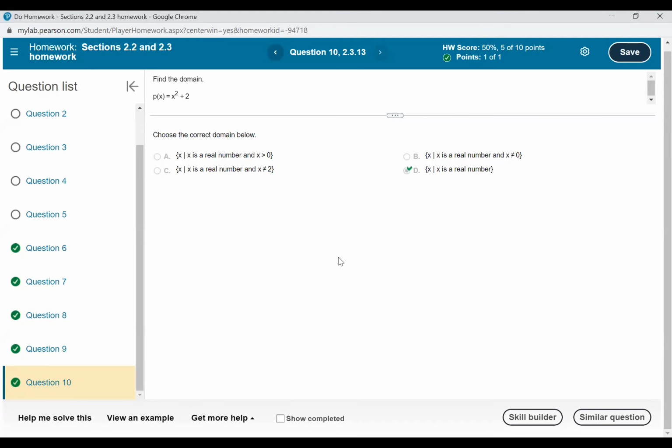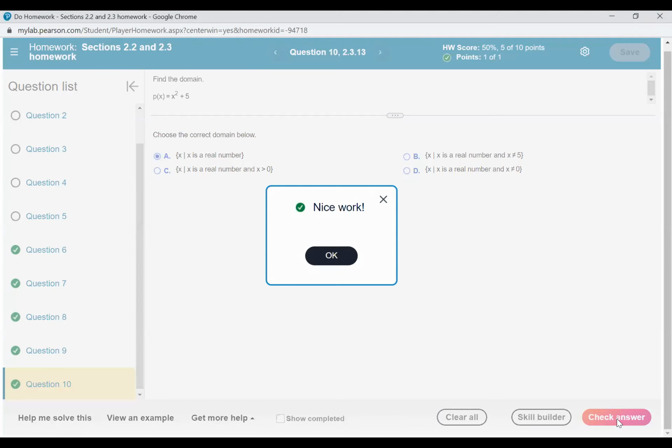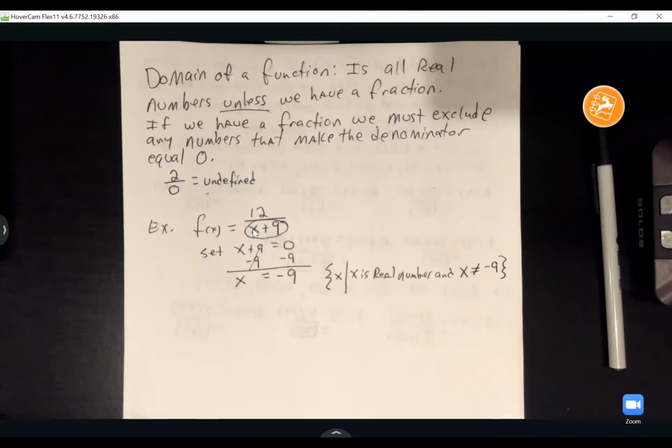All righty, y'all. So similar question. Well, it's going to be the same thing, right? x squared plus 5. What answer would y'all pick? A, B, C, or D? A, good job. So they put the answers out of order on this one, but yeah, it's all real numbers again. So you pick A and then check your answer. So y'all, that's everything up through 2.1 and then the 2.2, 2.3 section, okay?